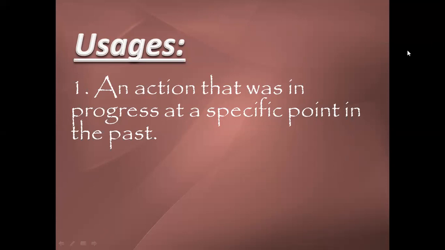Meaning that if you want to describe or express an action that was going on, the action was in progress. In progress here means it was continuous. It took time in the past. And the action I'm talking about was happening at a specific point in the past. In this case, we're going to use the past continuous tense to talk about it.